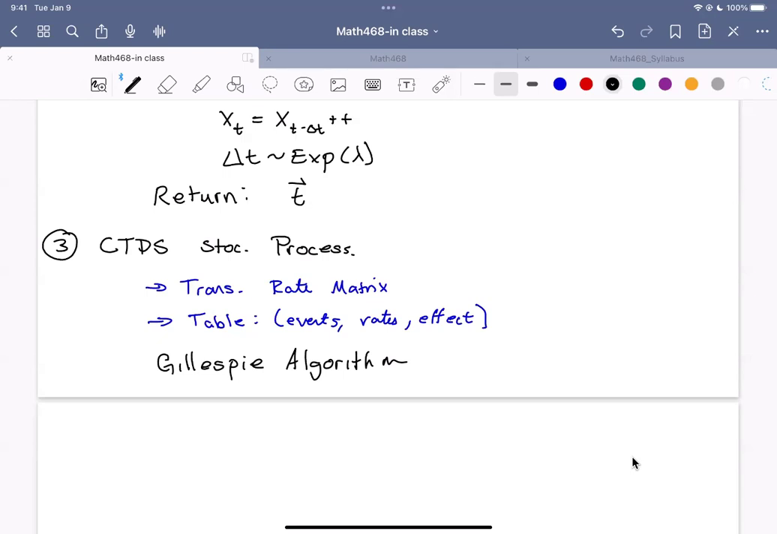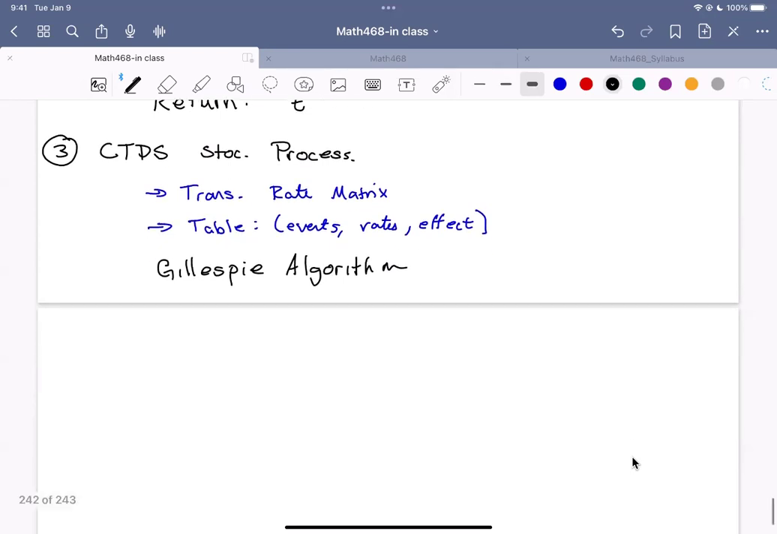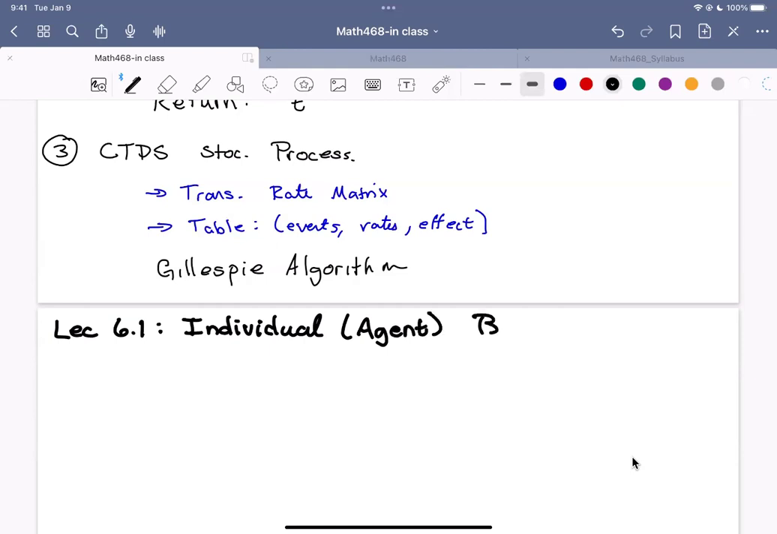So what if we want to go one step more complicated? How do we do that? And so that's going to be the topic of today's lecture, which is individual based. So in ecology and evolution, we call this individual based. In some other areas, they call it agent based for some reason. They're exactly the same kind of process as far as I can tell.